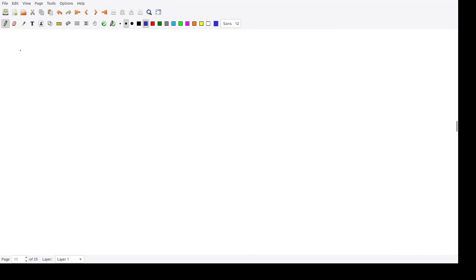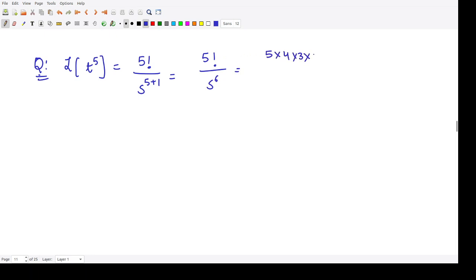Suppose we look at one example: find the Laplace transform of t to the power 5. Because 5 is a positive integer, the formula gives 5 factorial divided by s raised to power 5 plus 1. So the final answer is 5 factorial divided by s raised to power 6. It is up to you whether you want to solve the factorial. If you do, you have 5 into 4 into 3 into 2 into 1 divided by s raised to power 6, which becomes 20 into 6, that is 120 divided by s raised to power 6. So that is the Laplace transform of t to the power 5.